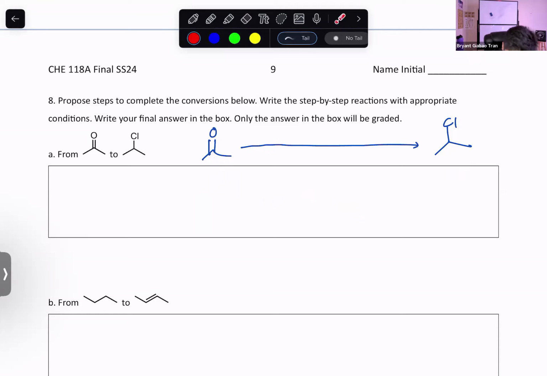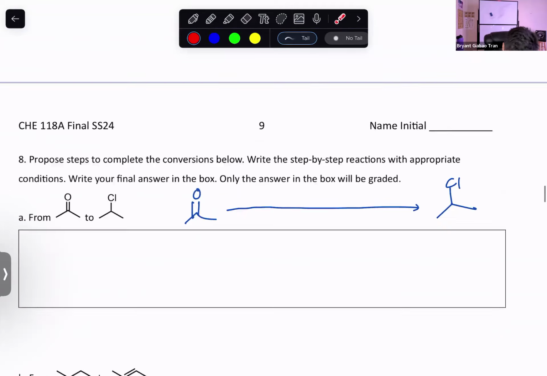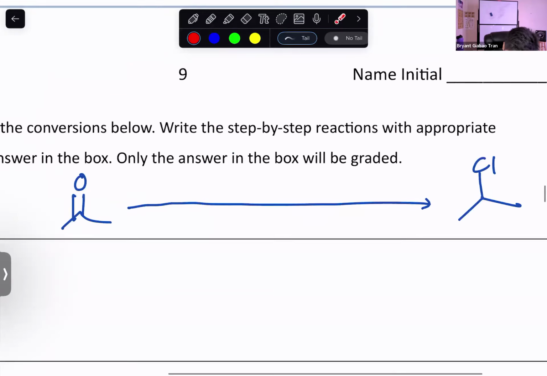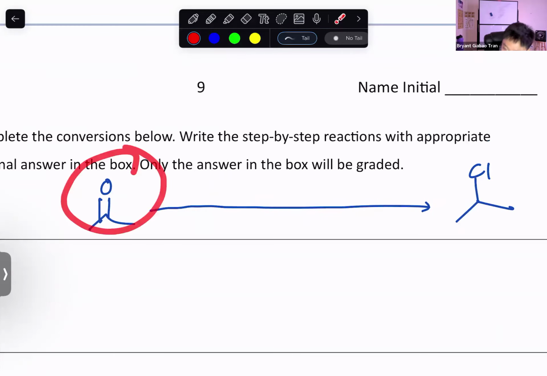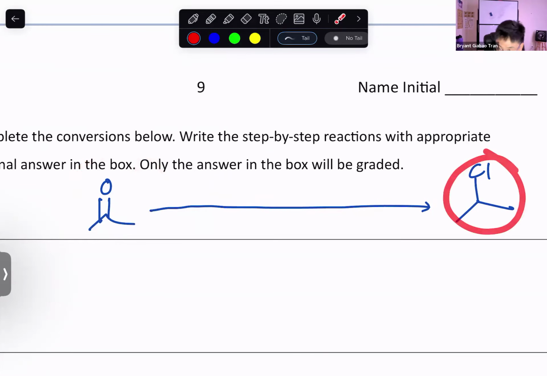So the first thing I'd look out for is the similarity between the reactant molecule and the final product, right? General tips on that, okay, yeah.